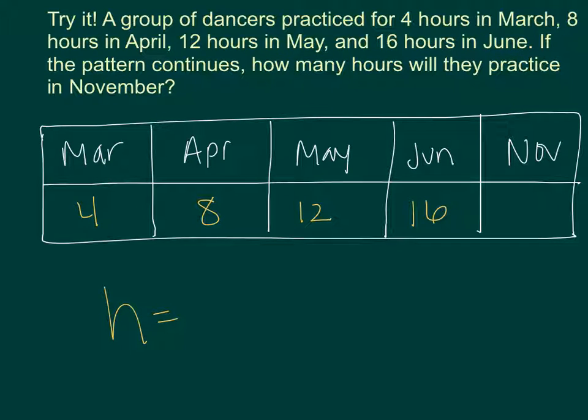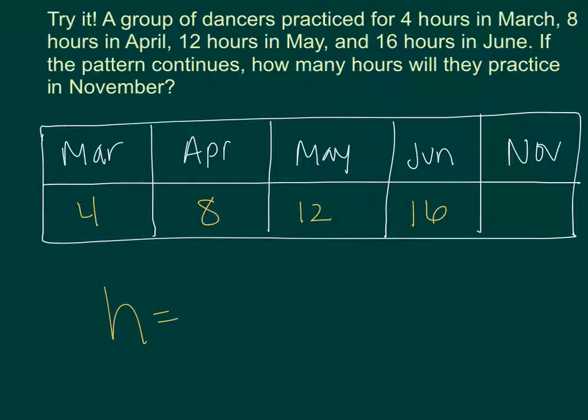Okay, last problem for today. A group of dancers practiced for 4 hours in March, 8 hours in April, 12 hours in May, 16 hours in June, and if that pattern continues, how many hours will they practice in November? Go ahead and solve it.